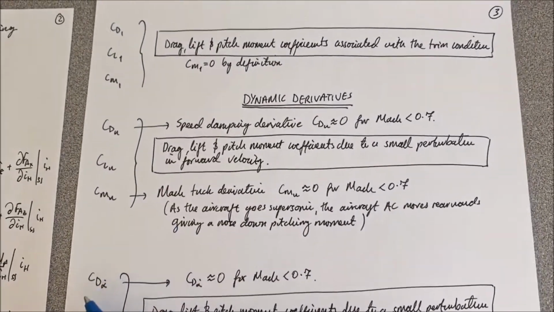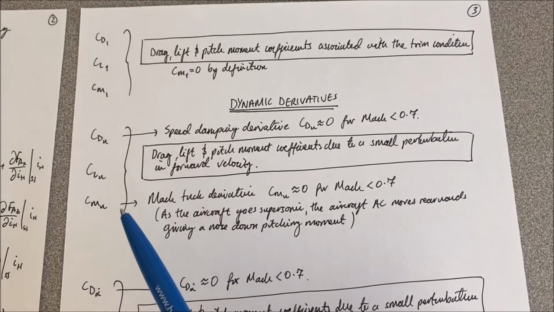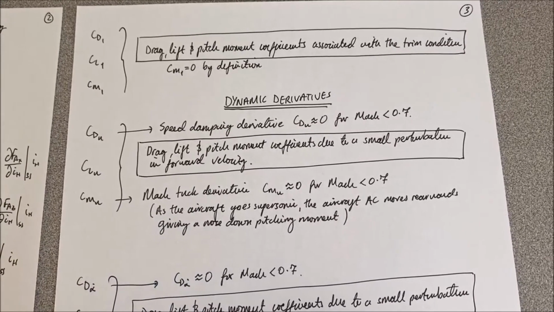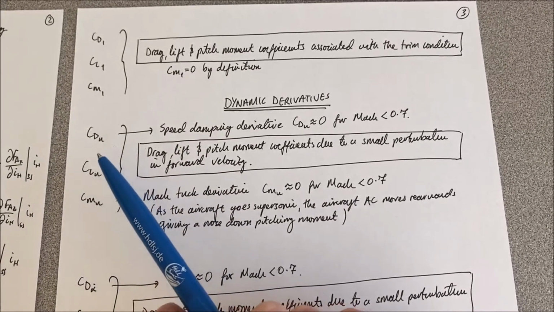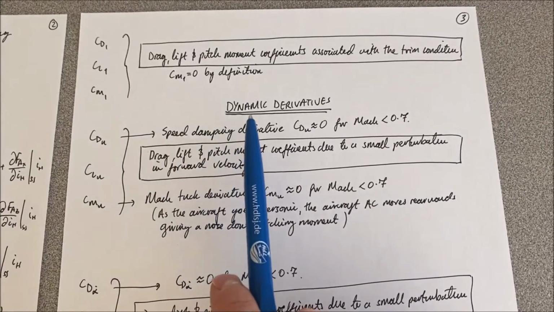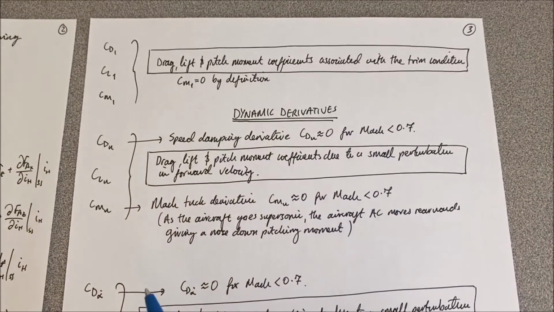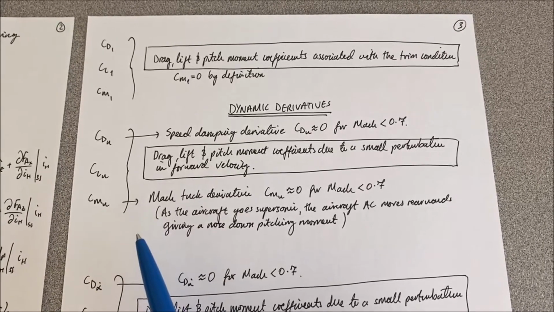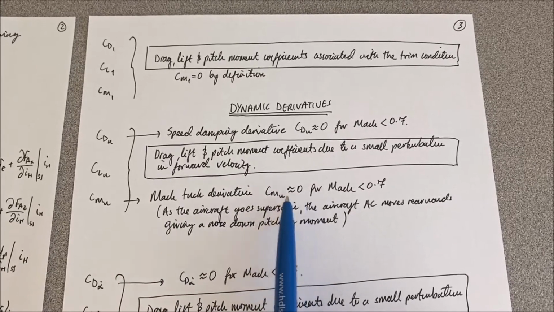So CDU, CLU and CMU are the drag, lift and pitch moment coefficients due to small changes in the forward velocity, u. And a couple of these have special names, namely CDU, which is called the speed damping derivative, and that can be approximated as 0 for subsonic speeds, right? CMU is given the name the Mach-Tuck derivative, and that also can be approximated as 0 for subsonic speeds.